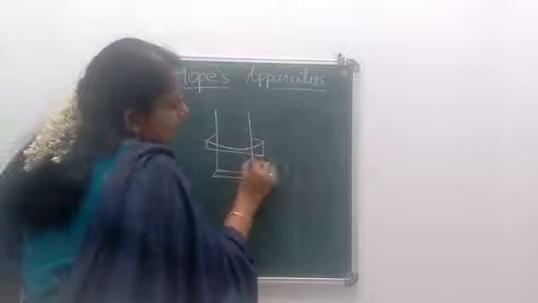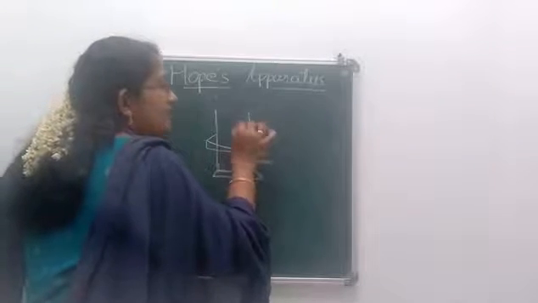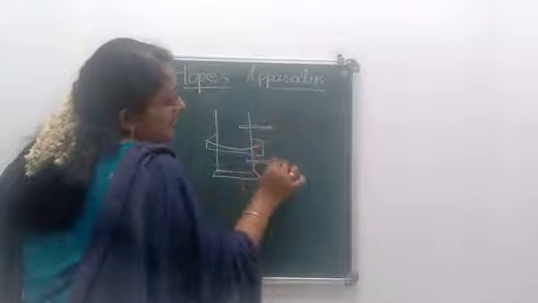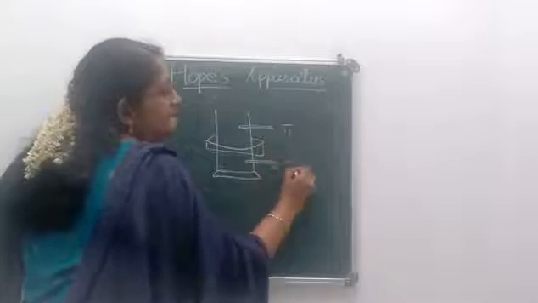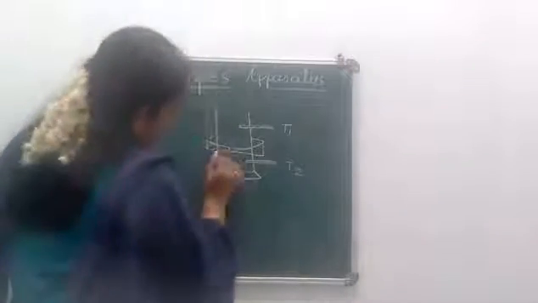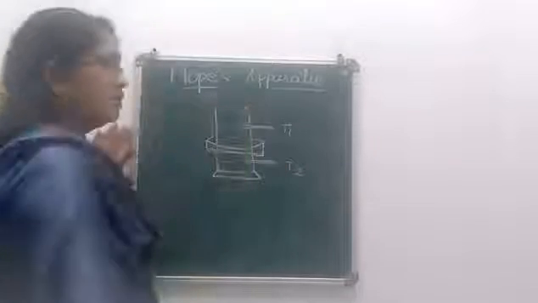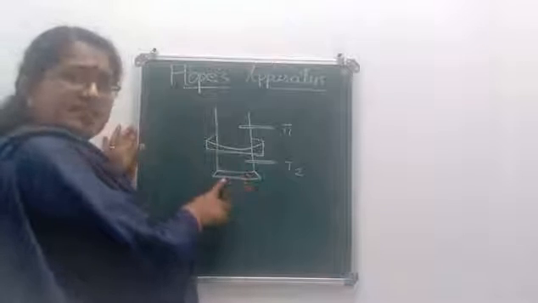Then, 2 thermometers are kept. We will be making small hole, and 2 thermometers are kept, one below the trough and the other one above the trough. Okay, so this is a cylindrical vessel, or it is a cylinder.